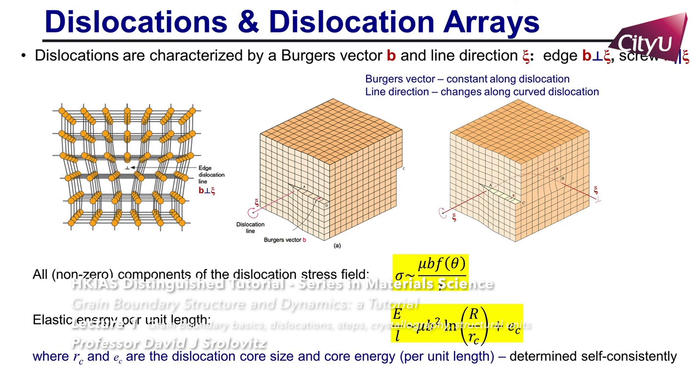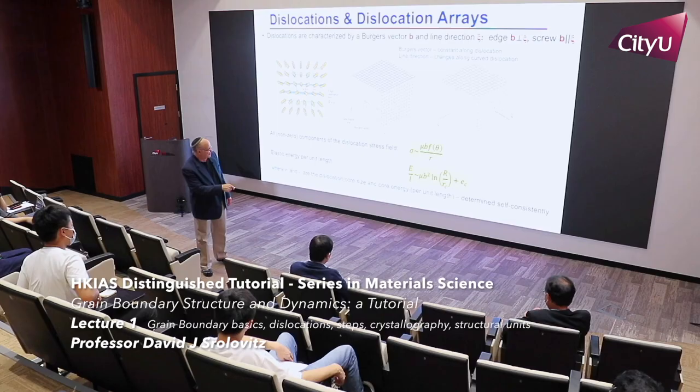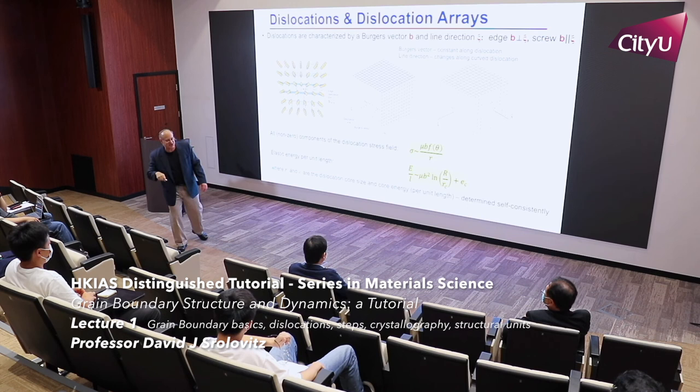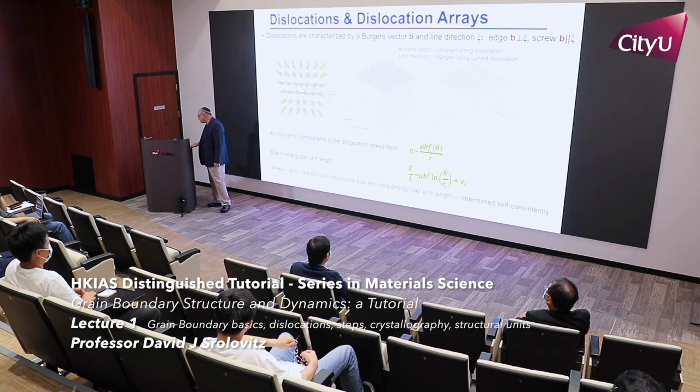Okay? And r_c is a cutoff, excuse me, a length scale which tells me how big the core is. And in fact, it's not clear exactly how big r_c is, so if you make r_c a little bigger, you just have to change E_c to compensate. Okay, so it's not unique.